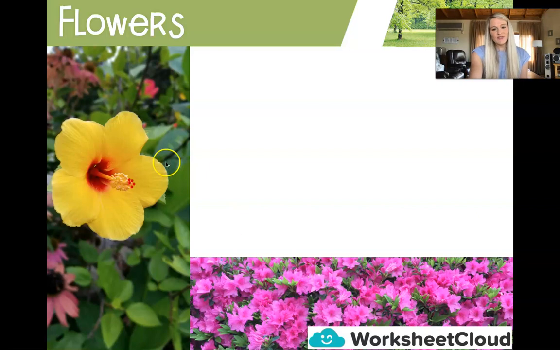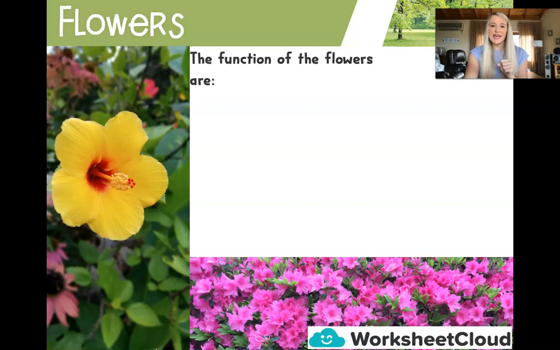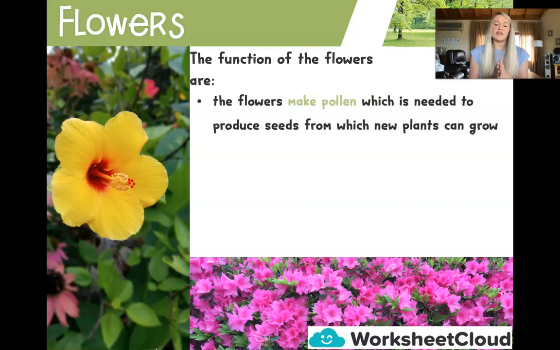Now look how beautiful these pictures are. Flowers are magnificent because they come in an array of colors and shapes. Flowers are beautiful, but have you ever sat and thought, what is the function of flowers? So let's have a look. The very first function of flowers is that flowers make pollen, which is needed to produce seeds from which new plants can grow.